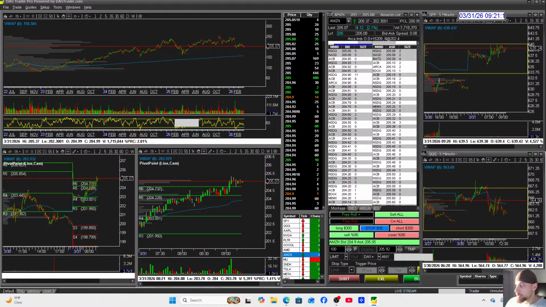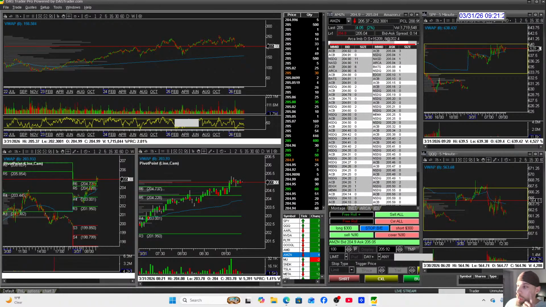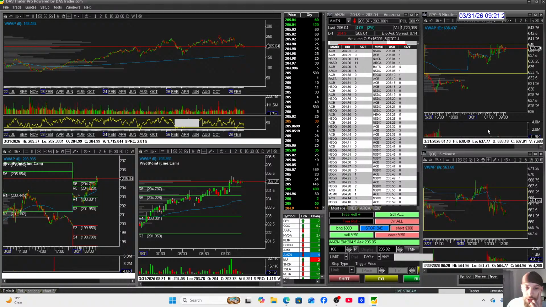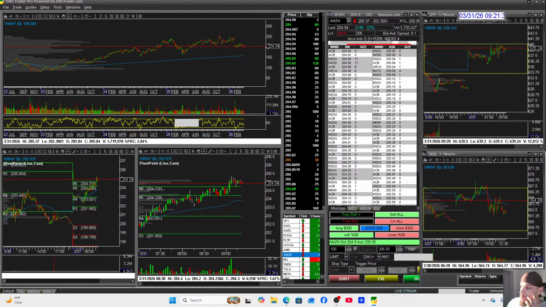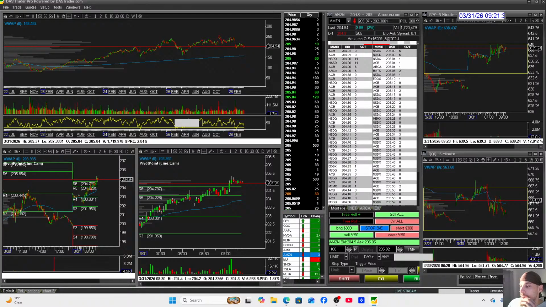If it's above R6 and can hold above R6, a lot of times it'll break out to the top side. That's a significant area of support based off the CAM pivot levels. So again, I'm not looking for necessarily a break to the upside. It'd be shorting it.